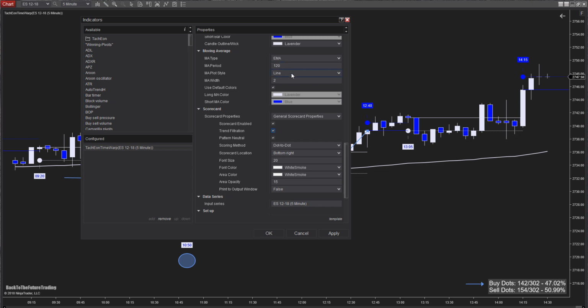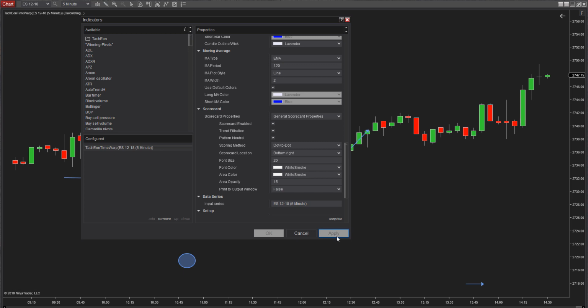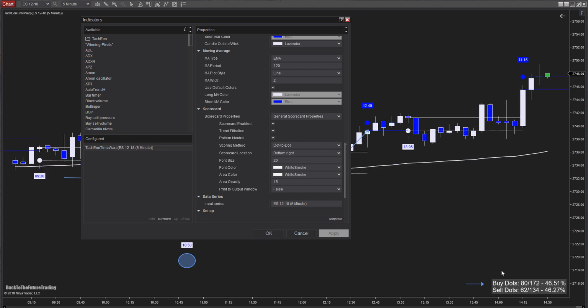It simply means that if the market price is above the trend filter, it would only count the buy signals. If the market price is below the moving average, it would only count the sell signals. So without changing anything else, let's see how just adding a 120 period EMA to our score affects the overall number.